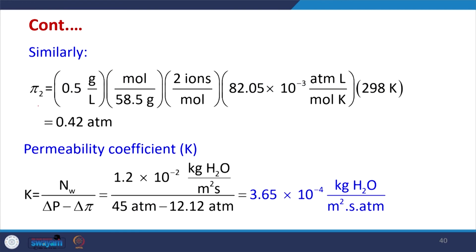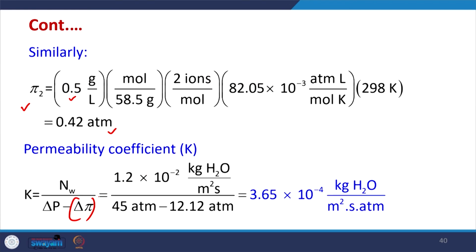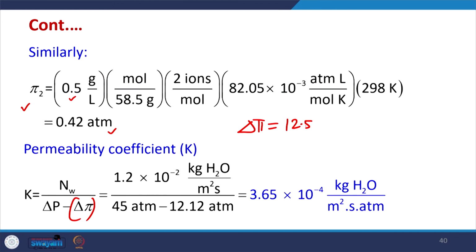Similarly, we can find out for the second condition where only 0.5 gram per liter of the salt concentration is there. So, we have 0.42. This way we know the difference in the osmotic pressure. What we do is subtract 0.42 from 12.54. Through this we can find out the delta pi. So, delta pi will be equal to 12.54 minus 0.42 and we will get the answer 12.12, which is used here.